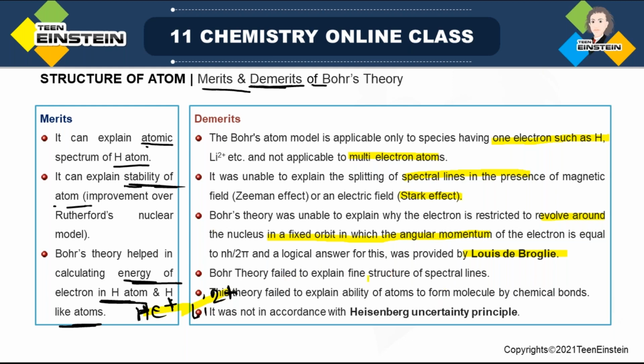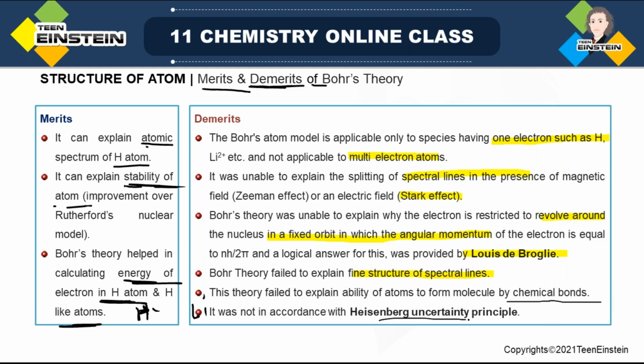Then it failed to explain the fine structure of spectral lines. And finally, this theory failed to explain the ability of atoms to form molecules by chemical bonds. So why are two atoms forming a chemical bond? What is the theory behind that? That also we cannot explain.